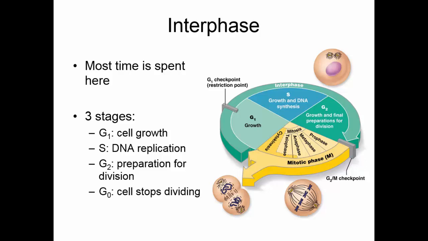There is something called a G sub 0 phase. Basically, this is when a cell gets stuck in this G1 phase. If it never goes past this restriction checkpoint, it just stays a cell doing what it's supposed to, then it stops dividing. Some cells enter this G sub 0 phase when they mature.